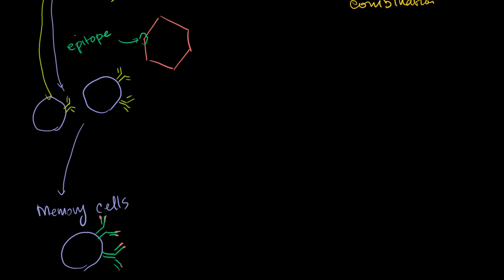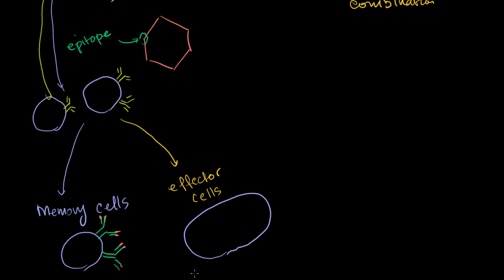And then some of them are going to turn into effector cells. Effector cells are generally cells that actually do something. What the effector cells do is they turn into effector B cells, or sometimes they're called plasma cells. They're going to turn into antibody factories. And the antibodies they're going to produce are exactly this combination that they originally had membrane bound.